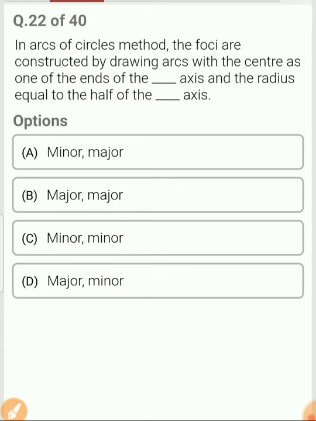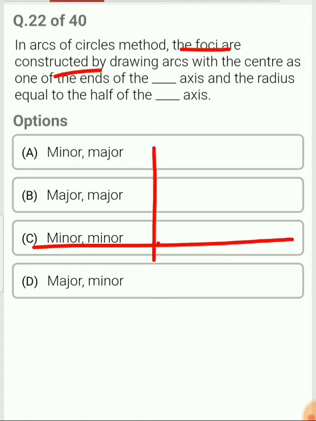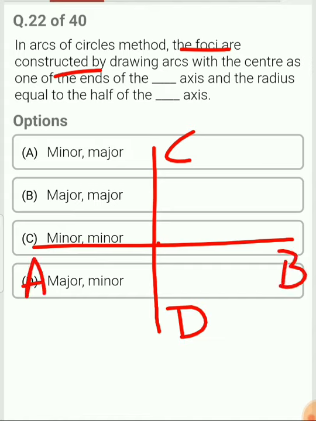Question 22. In the arc of circle method, the foci of an ellipse are constructed by drawing arcs with the center as one of the ends of the minor axis and the radius equal to half of the major axis. Now in case of the arc of circle method, the foci are constructed. How to construct the foci? Let's say that we have a major axis, and from the midpoint of the major axis we have a minor axis, right? So CD is the minor axis and AB is the major axis. Now we need to construct the focus. So how to construct the focus?